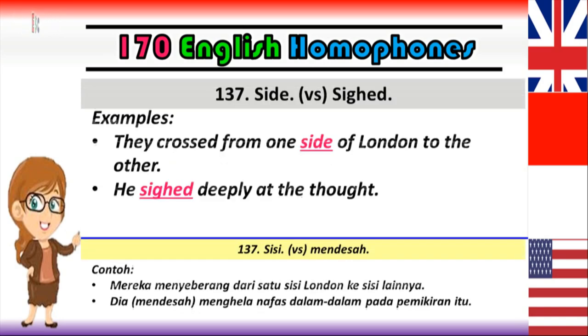137. Side versus sighed. Examples. They cross from one side of London to the other. He sighed deeply at the thought.